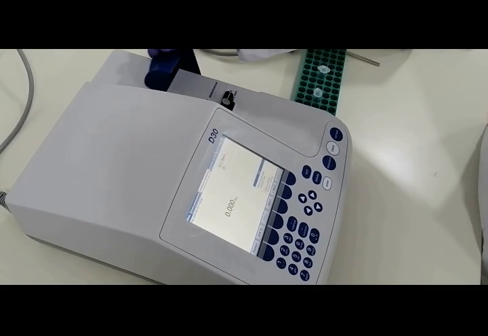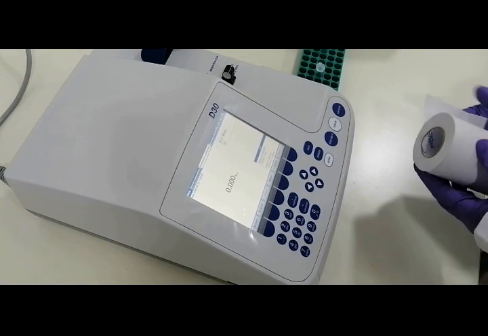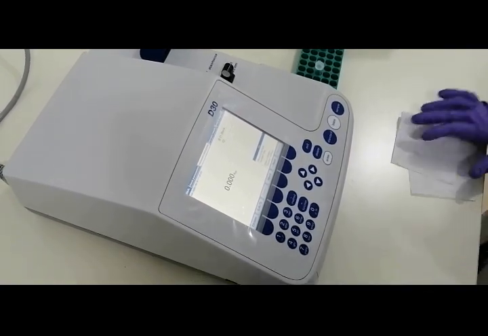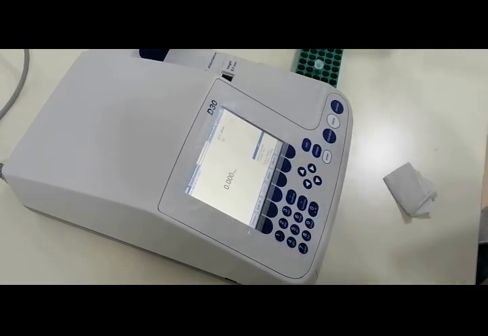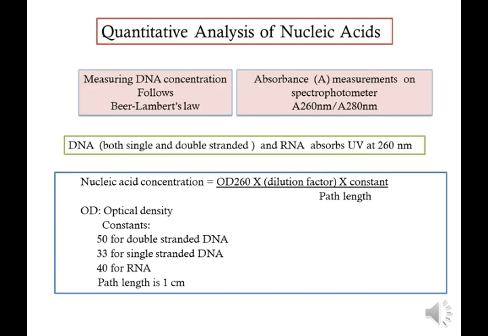Quantitative measurements of DNA are based on Beer-Lambert's law. Absorbance measurements can be made on any spectrophotometer. Both single and double-stranded DNA and RNA absorb UV at 260 nanometers and contribute to the total absorbance of the sample. Concentration of nucleic acid can be calculated using this formula.